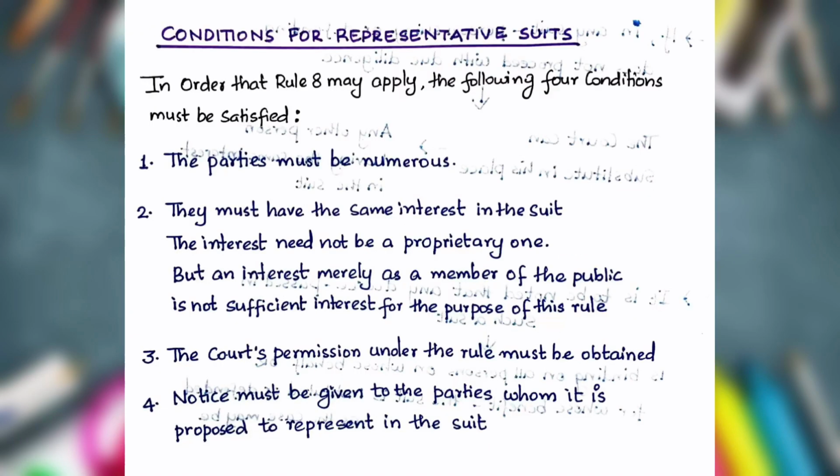Now let us know what are the conditions for representative suits. In order that Rule 8 may apply, the following 4 conditions must be satisfied. Number 1, the parties must be numerous. Number 2, they must have the same interest in the suit. The interest need not be a proprietary one, but an interest merely as a member of the public is not sufficient interest for the purpose of this rule. Number 3, the court's permission under the rule must be obtained. Number 4, notice must be given to the parties whom it is proposed to represent in the suit.